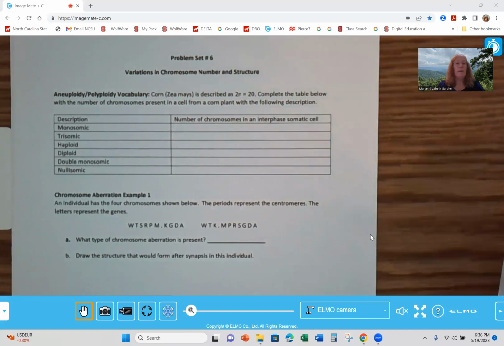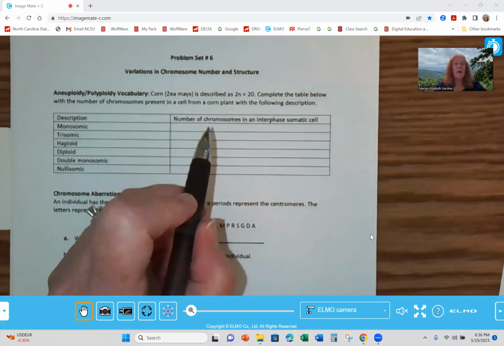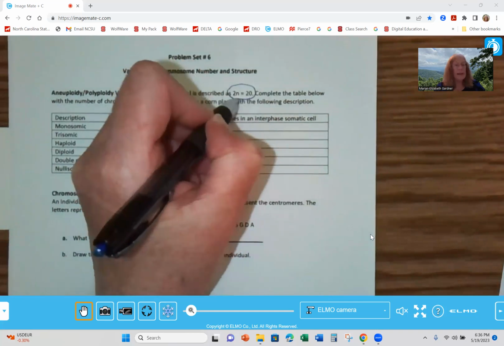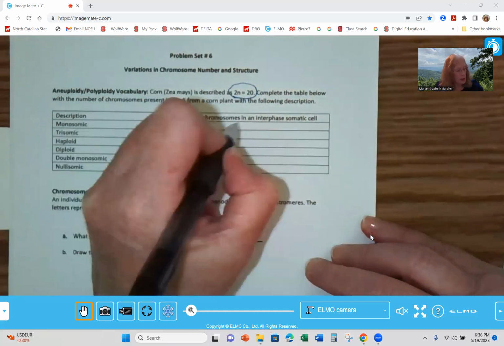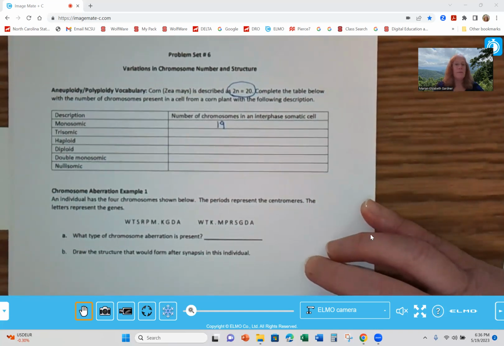So let's look at this problem. Corn, which is identified as Zea mays, has 20 chromosomes in a typical somatic cell. It's described as 2n equals 20. So we want to say we have a corn plant that's monosomic, or whatever that description is. We want to tell how many chromosomes there are in an interphase somatic cell. So for a monosomic corn plant, monosomy means we're missing one chromosome. The normal corn plant is 2n equals 20. So 20 minus 1, a monosomic plant only has 19 chromosomes.